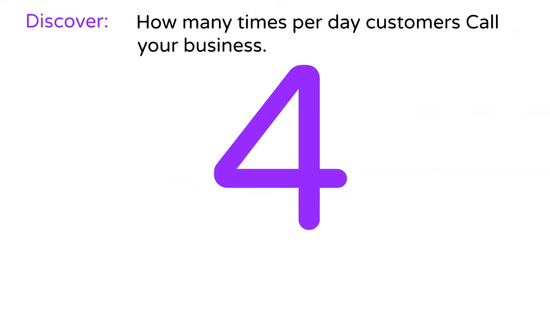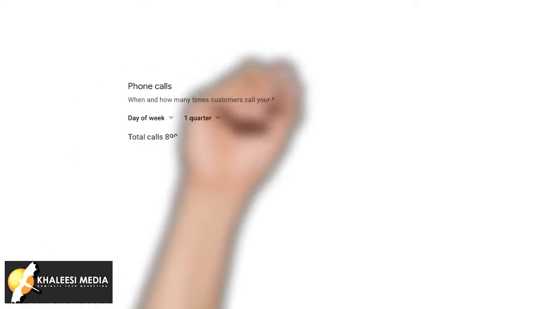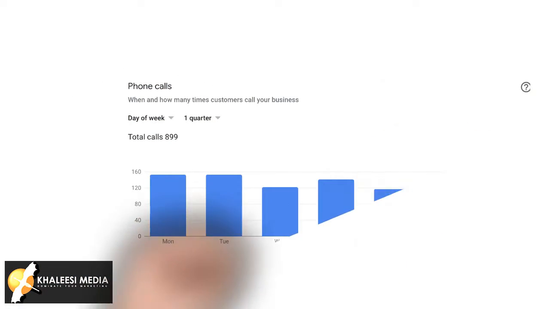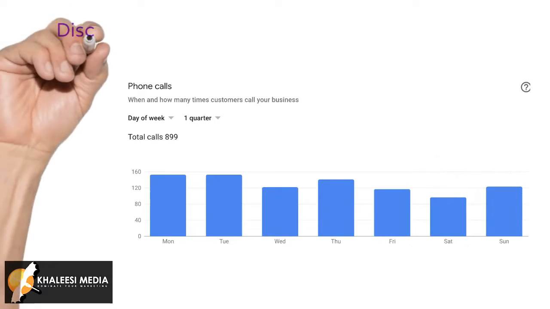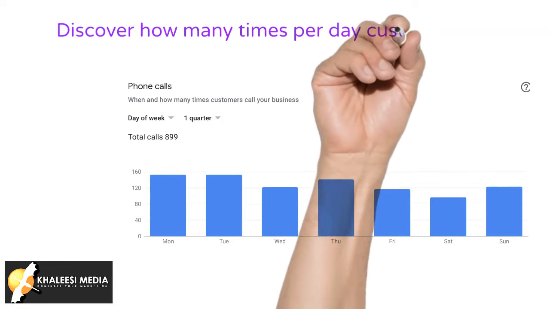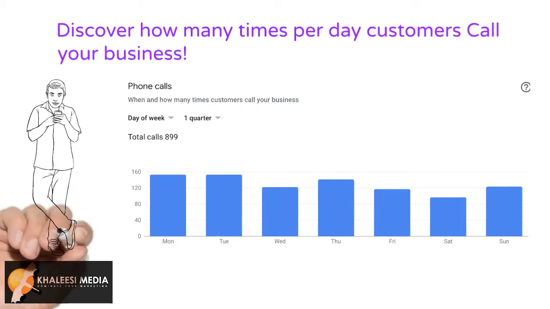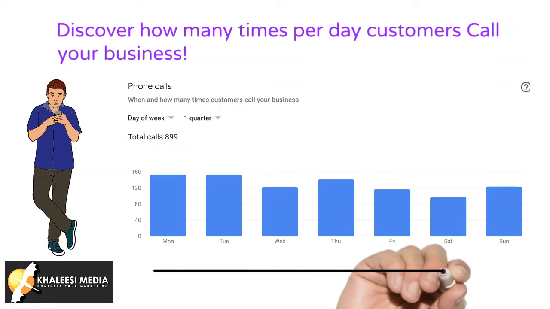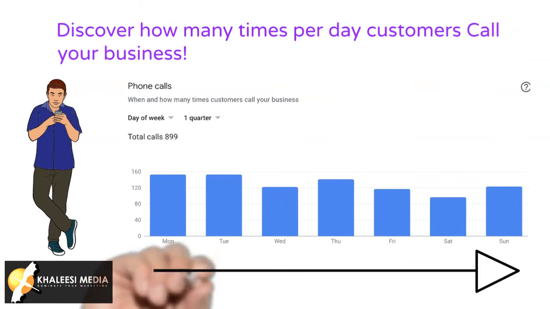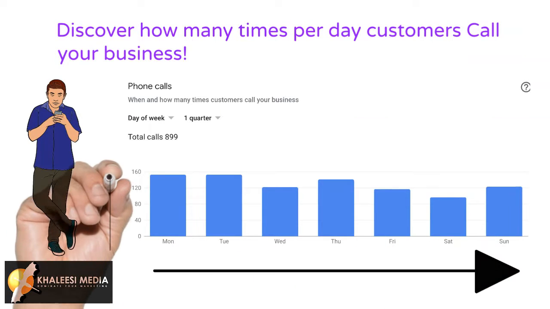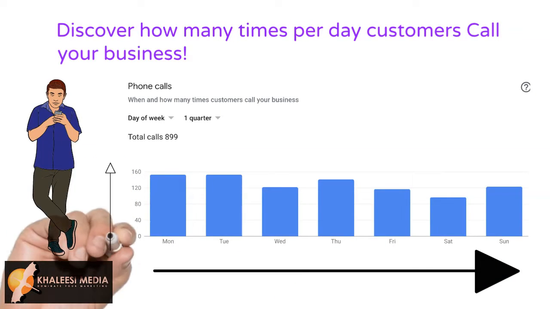Discover how many times per day customers call your business. Google My Business can track phone calls of your clients to your business. You can slice the data by quarter, by month, by specific day or day of week. Use the phone call report to measure the busiest day of the week. You can also measure total calls per month or per quarter, depending on how you slice it.